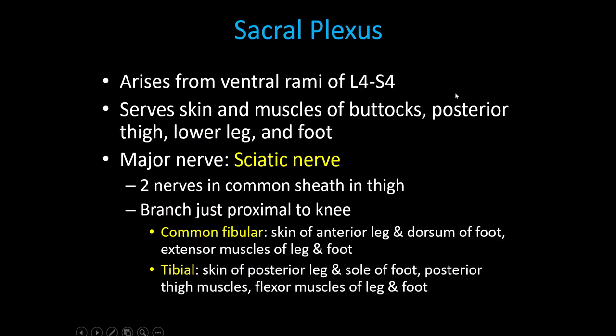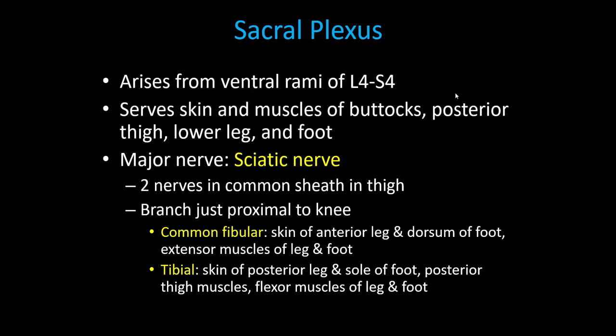The last plexus is the sacral plexus. So this is the ventral rami from L4 to S4, and this is skin and muscles of the buttocks, the posterior thigh, and then the leg and foot. And it has one major nerve, and that is that big giant sciatic nerve that can often be the source of problems. It's actually two nerves in a common bundle in the thigh. Those two nerves travel a common pathway in the thigh, and then they branch just proximal to the knee into the fibular nerve and the tibial nerve.